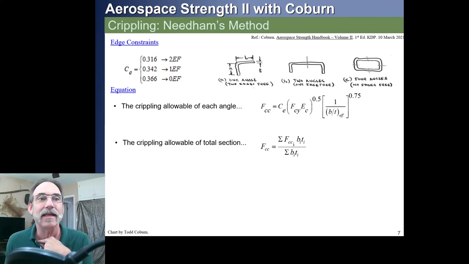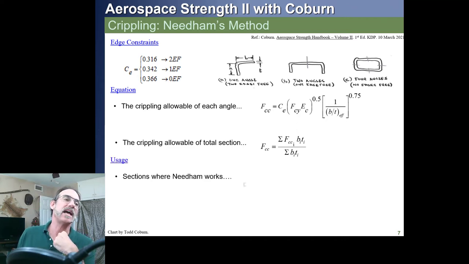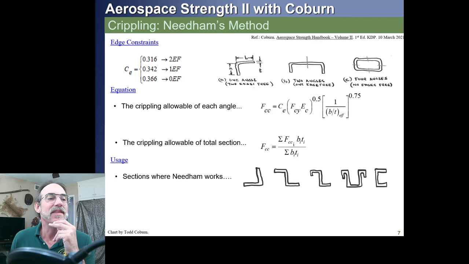Okay? That's how it works. Now, whenever we see sections like these, these are the kind of sections it looks like. If we look at these sections, we see first we have an angle. We know Needham's method works for an angle. We just saw that that's what it's defined for. We would use this FCC equation one time, and that would give us the crippling allowable of the cross section.